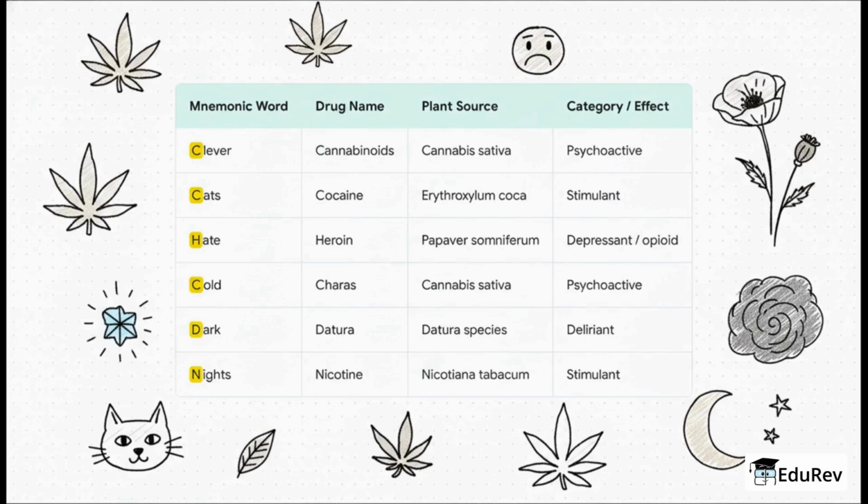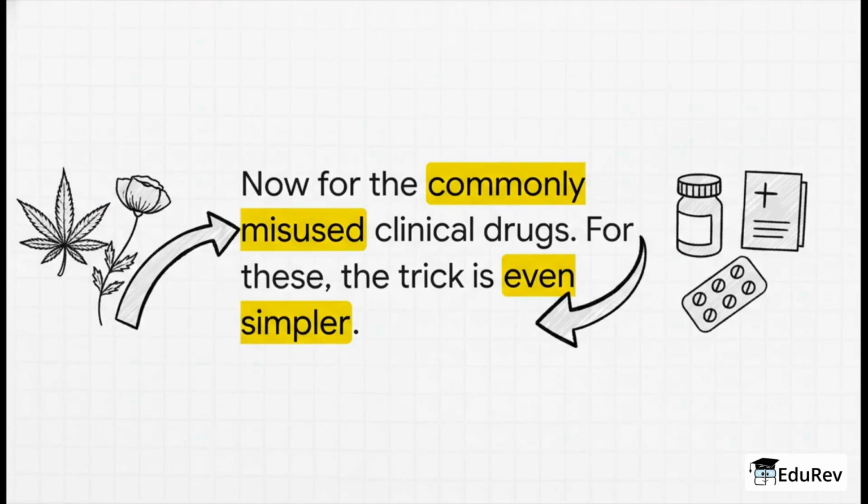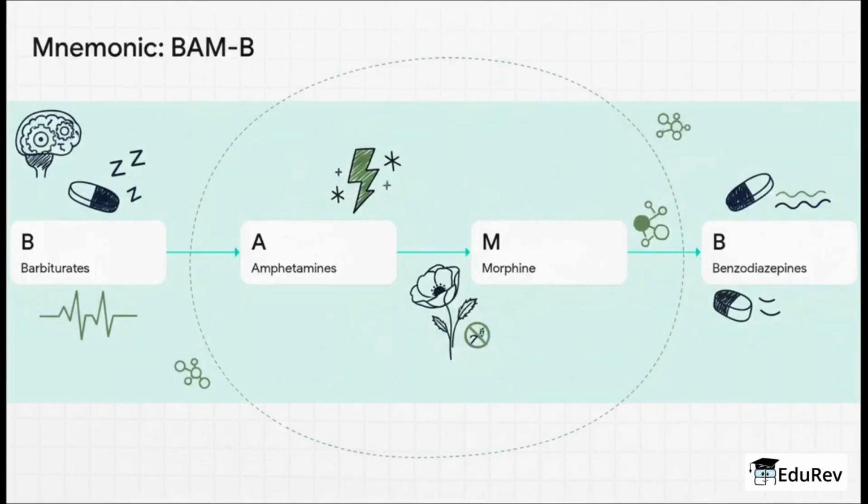Okay, so that takes care of the plant-based drugs. Now let's quickly look at the clinical ones that are often misused, and for these, the trick is even easier. All you need to remember for this one is the acronym BAMB. That's it. It stands for barbiturates, amphetamines, morphine, and benzodiazepines. Four letters, four drugs. It seriously doesn't get more direct than that.